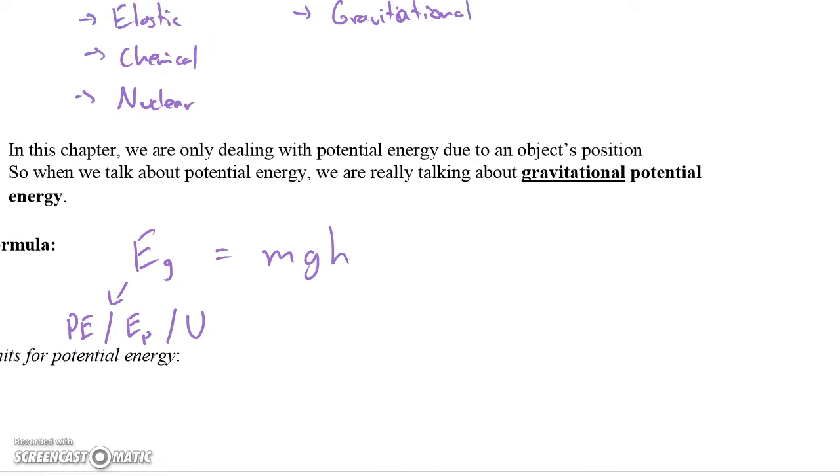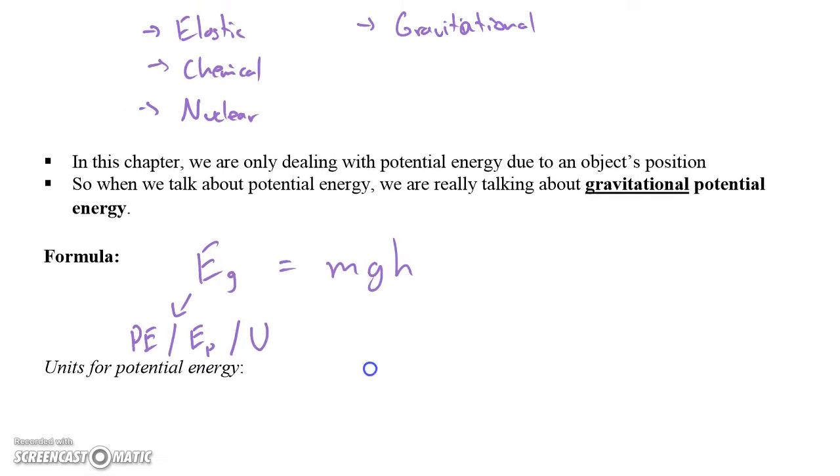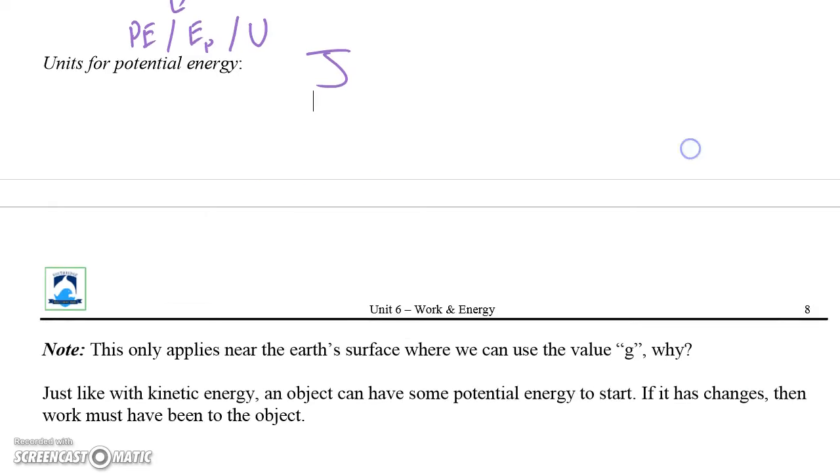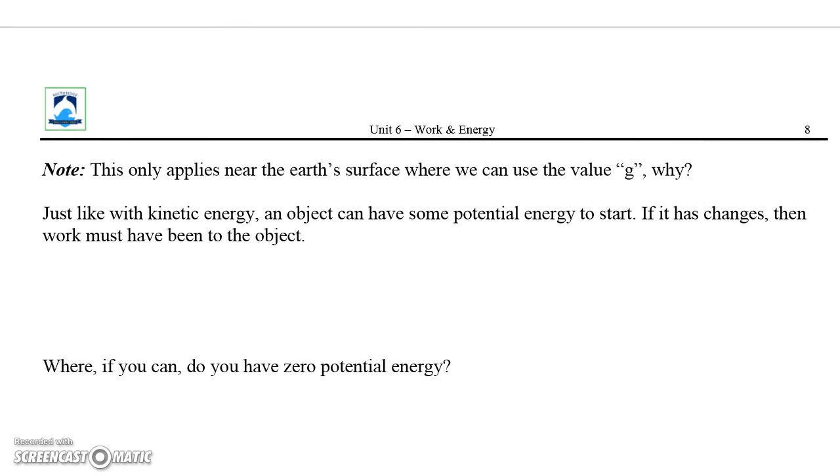The units of potential energy, as with all energy, are joules, and so we have mass times gravity times the height of the object. Now, this only applies to objects on the Earth's surface because we're using the value of g, which makes sense because g does change if we get too far away from the surface.